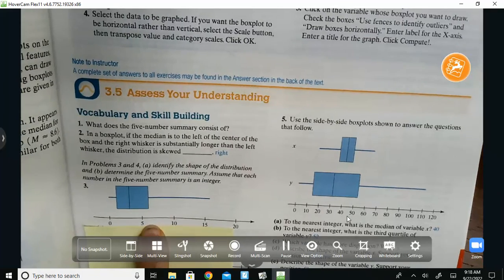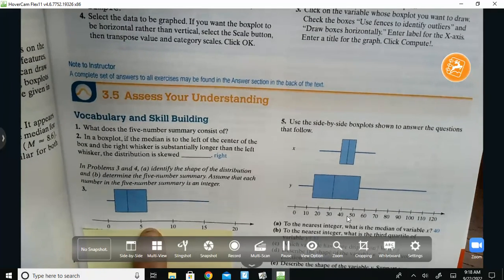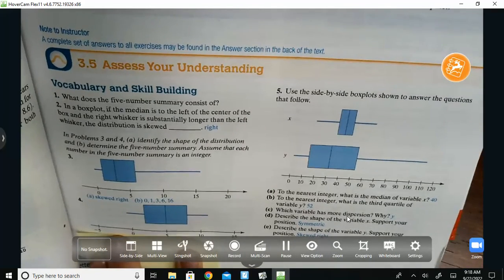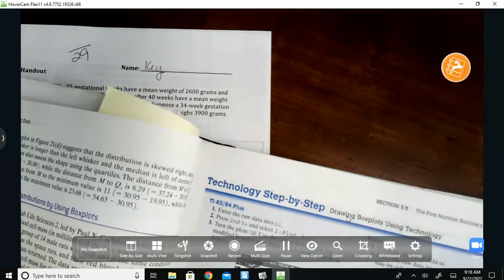Okay, this box plot down here. How is that one skewed? Skewed to the right, because we have a really long tail going to the right. Okay, what about this one? Symmetric. We see the median is about in the middle of the box. We have the same amount on both ends, so that's roughly symmetric or bell-shaped. You can use either word. All right, is this okay with everybody?